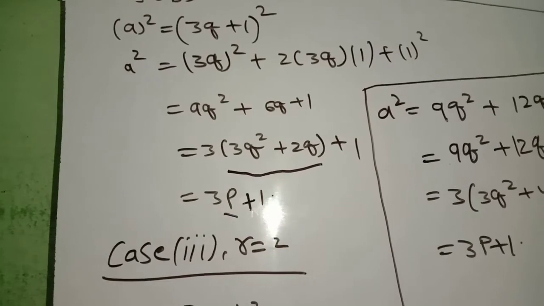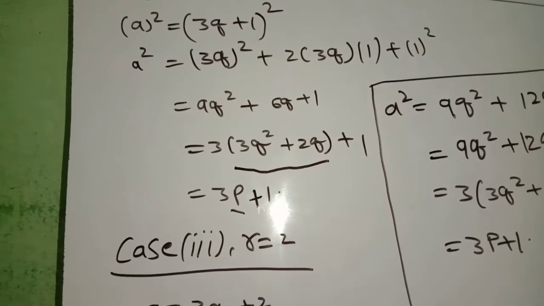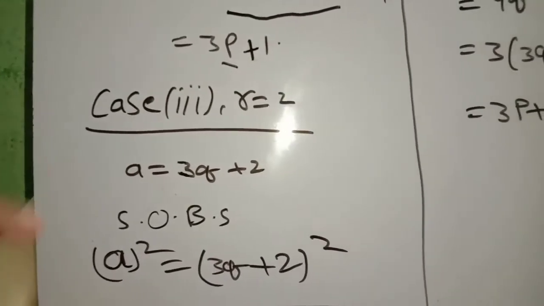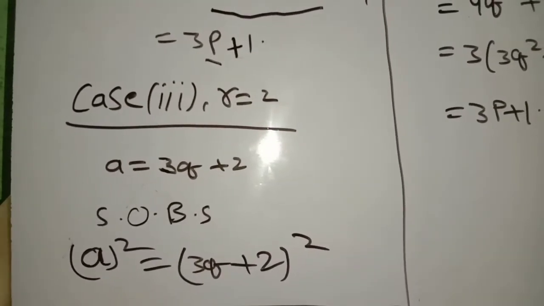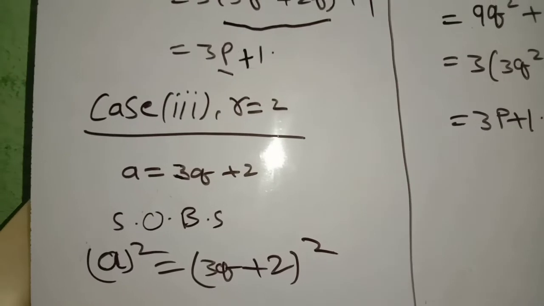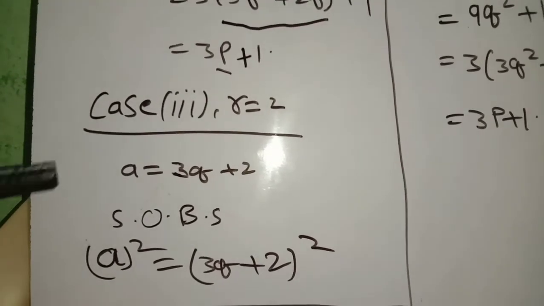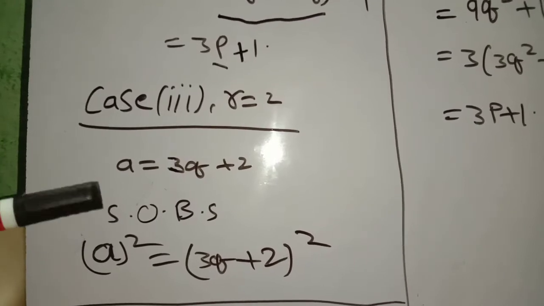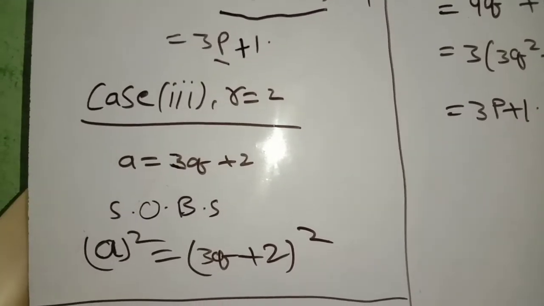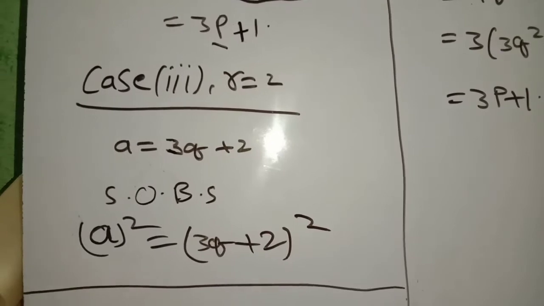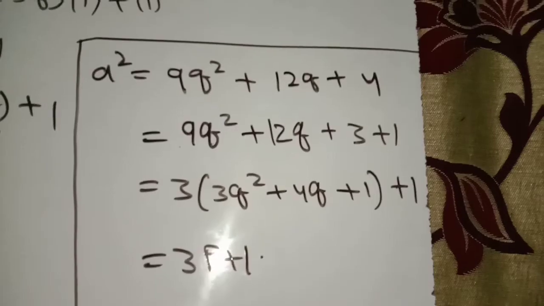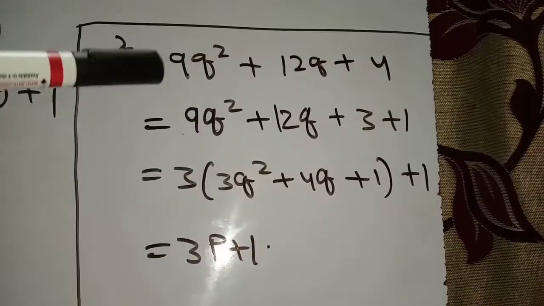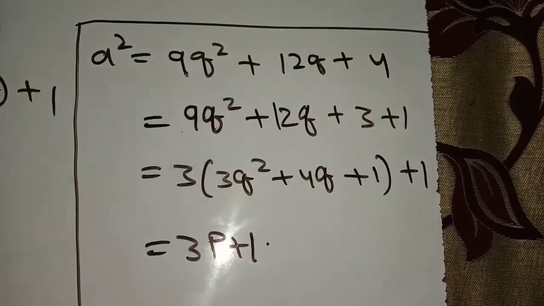So finally we have got up to case 3. So friends, he has given two things, 3p and 3p plus 1. The first two cases are the same, and now let's see the third case. In case 3, r becomes 2. So a is equal to 3q plus 2, and again we have to square on both sides. A whole square is equal to (3q plus 2) whole square. So by the (a plus b) whole square formula, it becomes 9q square plus 12q plus 4.